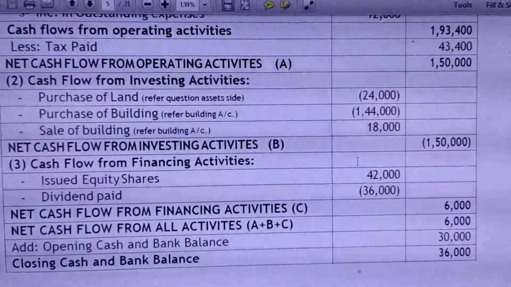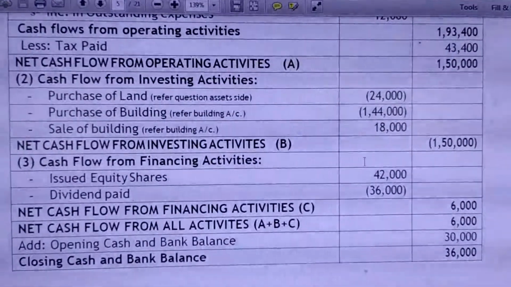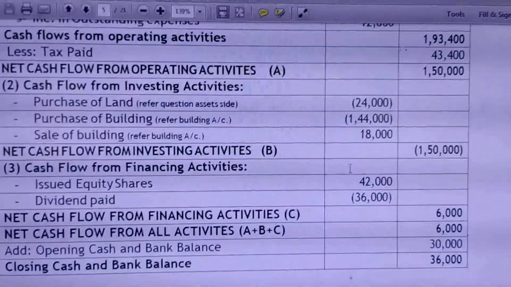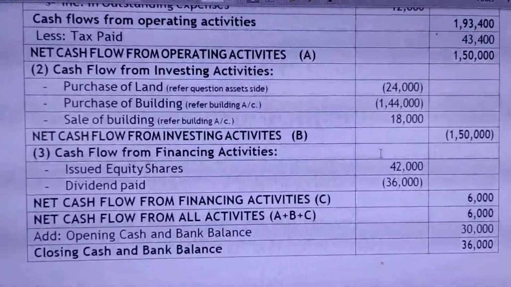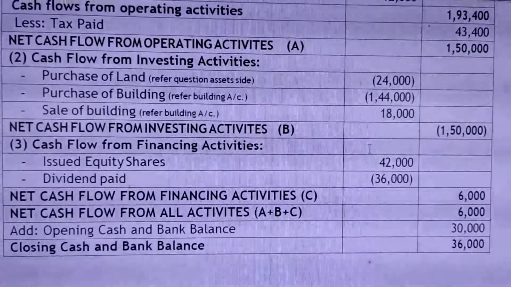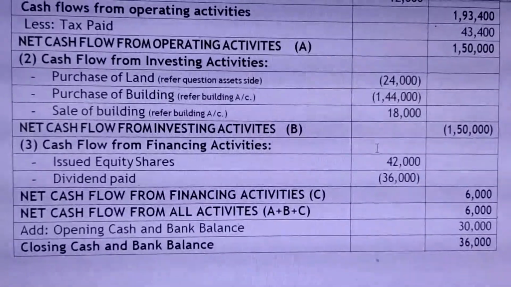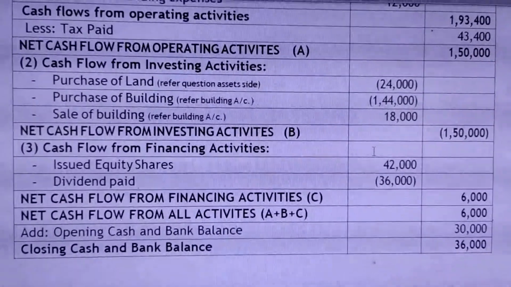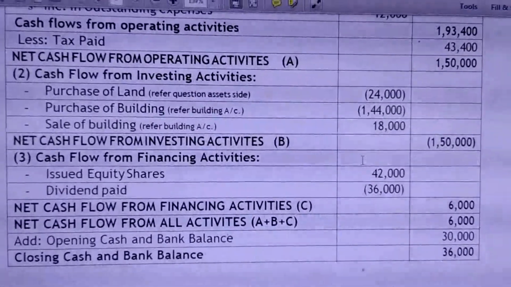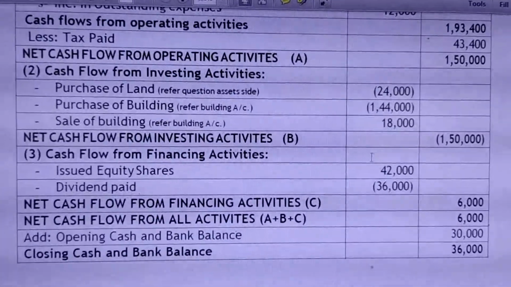So with the help of operating activities, 1,50,000 is inflow. With the transactions of investing activities, you will get 1,50,000 as outflow. So now we go for the third one, cash flow from financing activities. Issue of equity shares 42,000 and dividend paid 36,000. Net cash flow from financing activity, 42,000 positive value and 36,000 negative value, you will get 6,000 rupees.